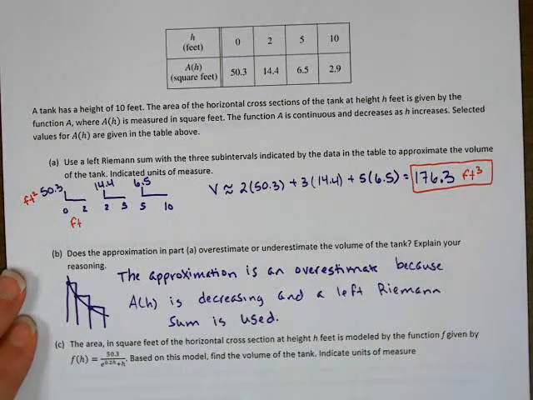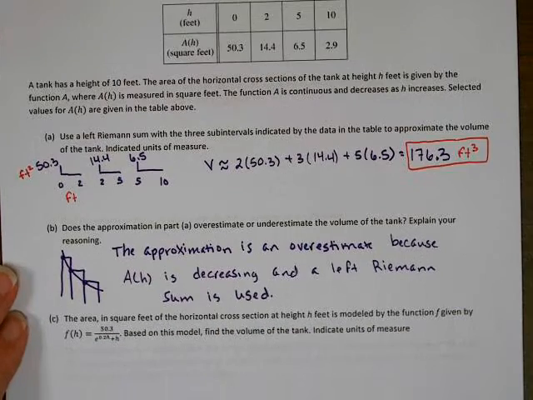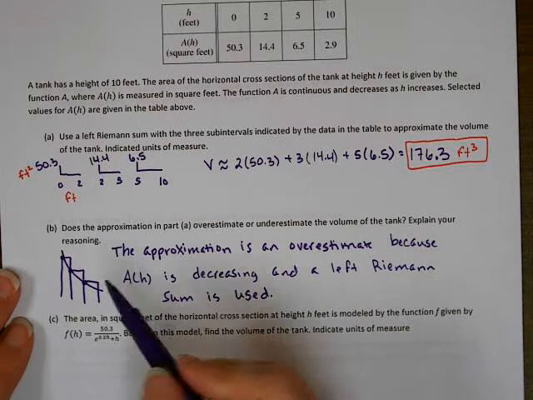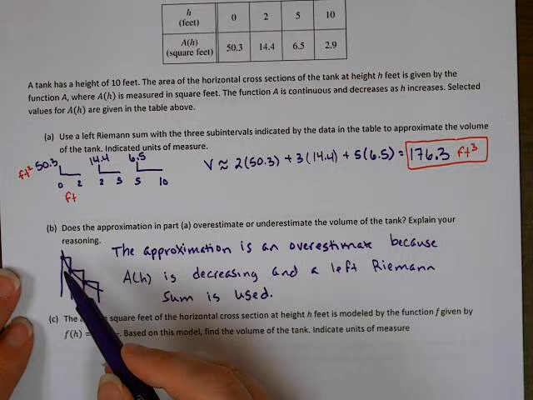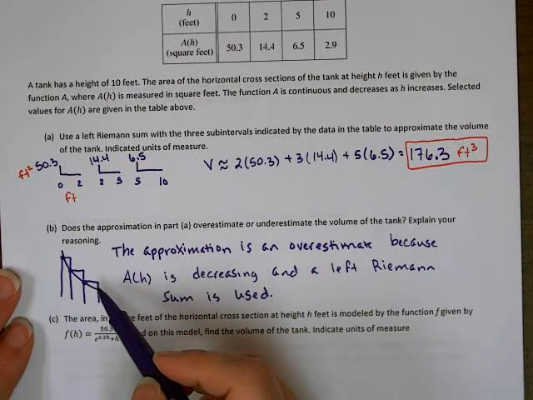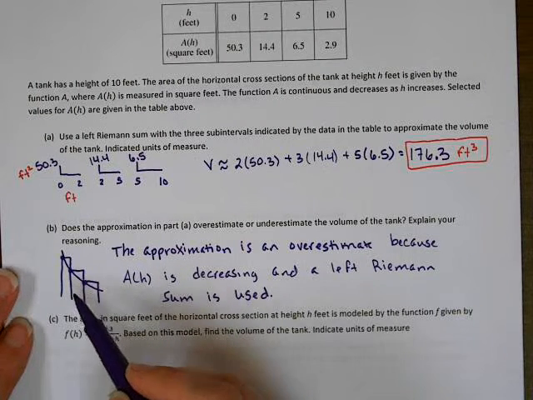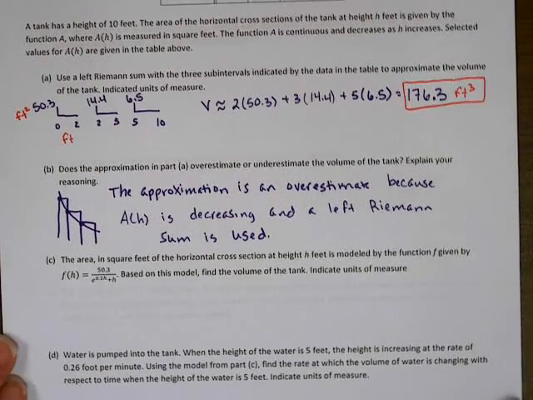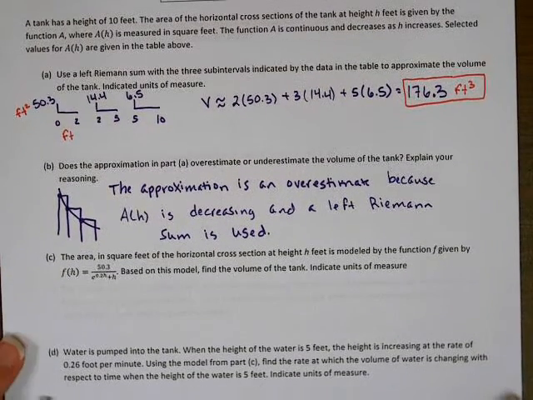So we've talked about this before in some other examples that we've done, but this is not something that I memorize. I always just draw myself a quick sketch of what's going on. So it's a decreasing function, we've got a left Riemann sum, and then I can see whether it's an over or underestimate. Don't try to memorize that, okay? All right, let's move on to part C.